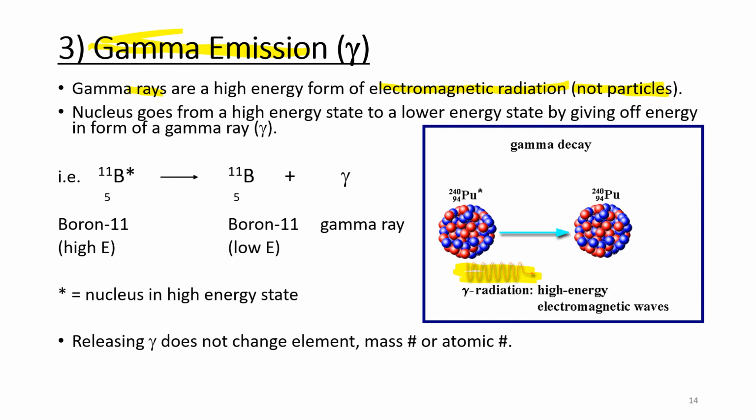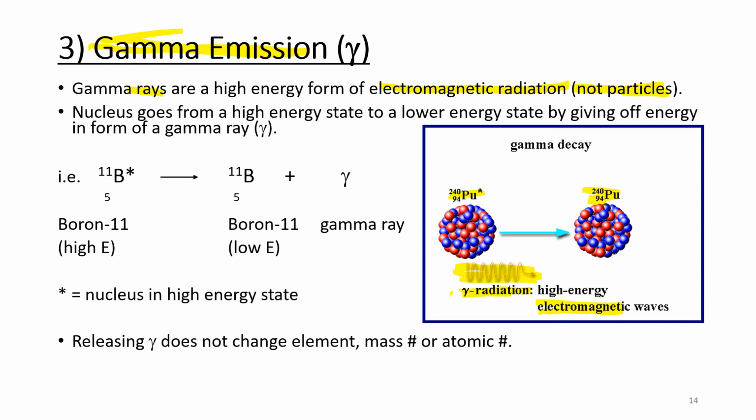So what we're showing here is this high energy nucleus, this first one, Pu, going from a high energy state. It gives off these waves, which is our gamma radiation, and it stays the same element, same mass number, same atomic number. It's just in a lower energy state. This energy was given off as electromagnetic radiation.